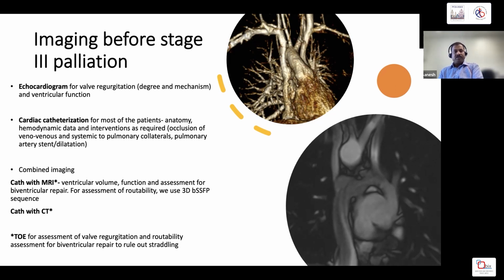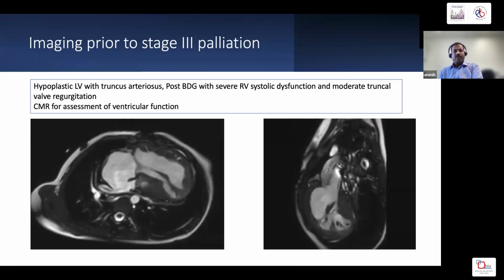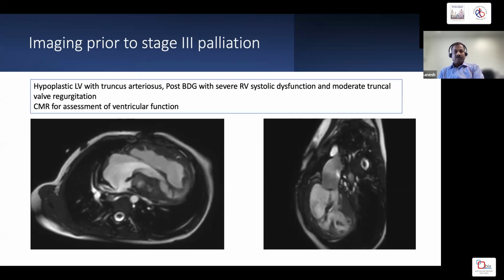A few examples. This patient had an unusual anatomy, truncus arteriosus with hypoplastic left ventricle, and had a bidirectional Glenn before. The echo showed significantly impaired RV systolic function and moderate truncal valve regurgitation, and hence MRI was performed. The MRI shows severe RV systolic dysfunction, with an ejection fraction of only around 10 to 15%, and also moderate truncal valve regurgitation. So this patient was considered not suitable for Fontan and underwent a transplant.